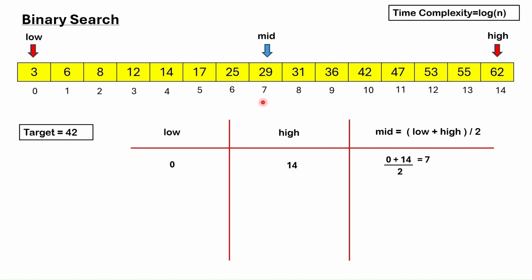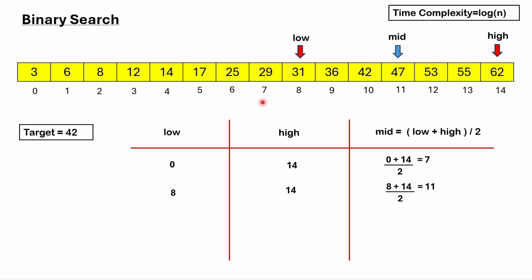How will we ignore the left portion of the array? By moving this low pointer to mid plus 1. By moving this pointer, we ignore the left portion because we know that 42 will never be present there, since my array is sorted. Now low is 8 and high is 14. For searching, we again calculate mid. Mid is (8 plus 14) divided by 2, and that is 11.